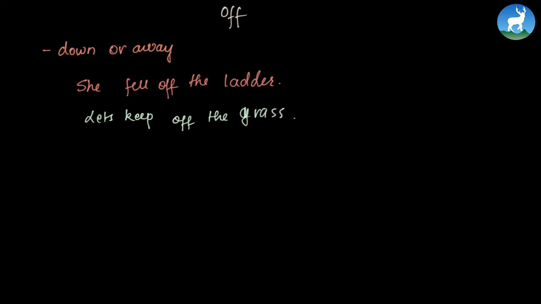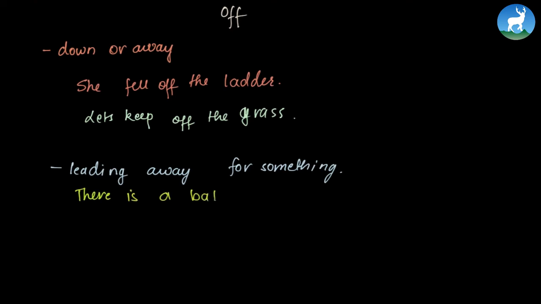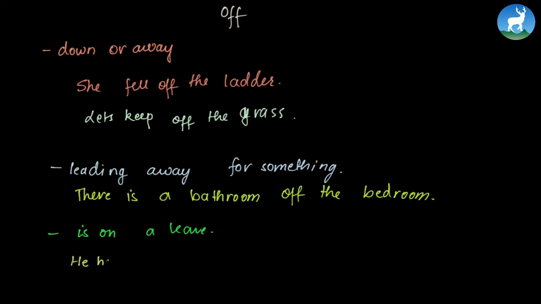We can also use off while leading away from something, for example, a road or a room. For example, there is a bathroom off the bedroom. We can also use off to state that somebody is on leave. We can say, for example, he has had 2 days off school.